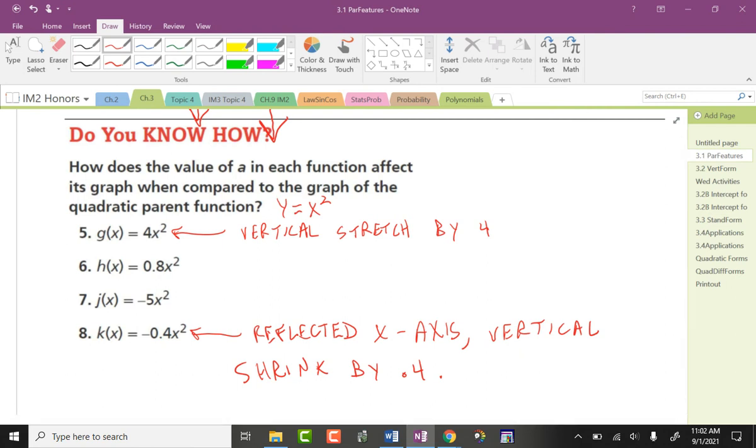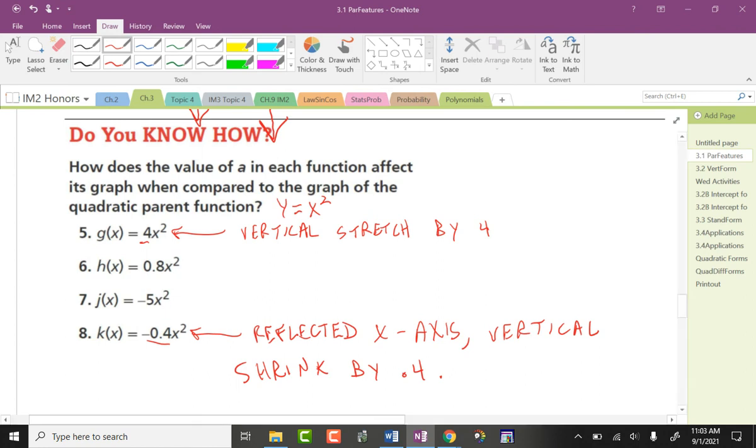I made a point of showing another function to my first hour, why it's stretch and shrink and not wider and skinnier. Because wider and skinnier does not work for all functions. You're going to find all functions have a parent function, and then these multipliers affect them the same way. It doesn't matter if it's a square root, a cubed function, an absolute value function. Those are all different graphs, but they're all affected the same way. So that's why we use the same terminology.